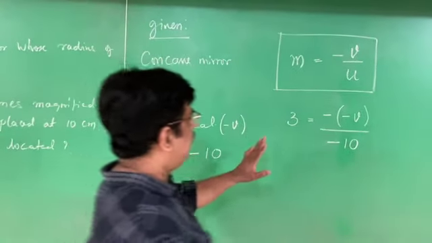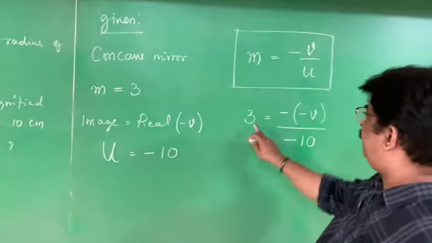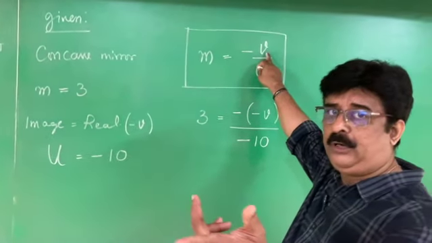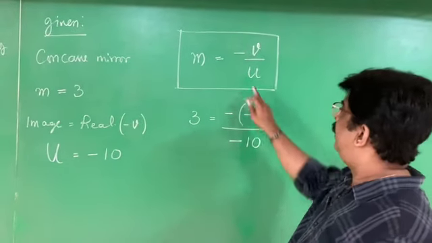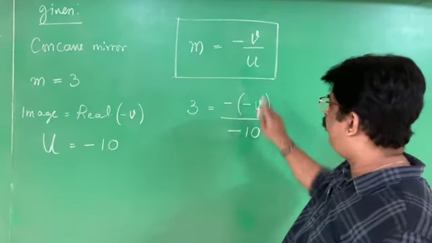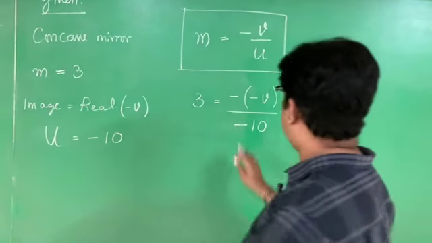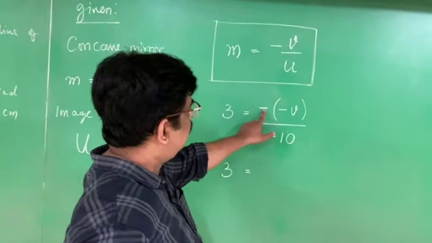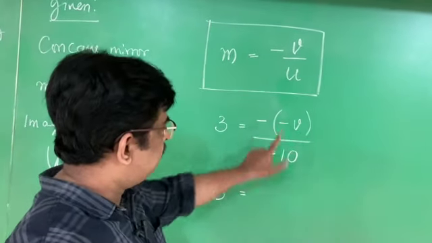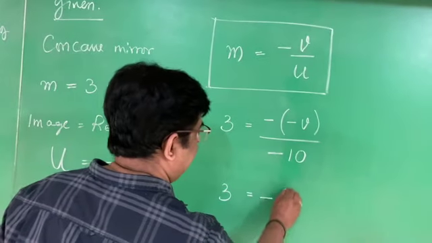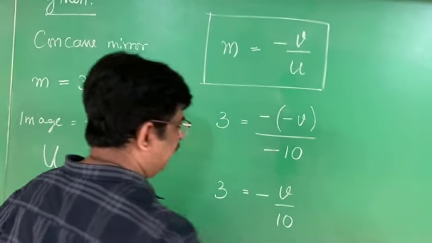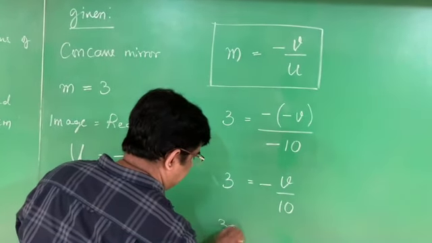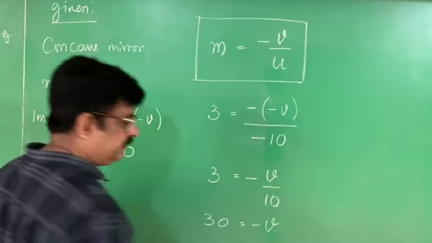Try to understand, very simple. I repeat it again. Magnification is 3 times, that's why I wrote 3. V is real, therefore I took minus V. U is always taken as negative, and the value of U is given, that is 10. Now see the sign. 3 is equal to minus into minus, plus; plus divided by minus is minus. Minus V by 10. Now I cross multiply. 3 into 10 is 30. 30 is equal to minus V.